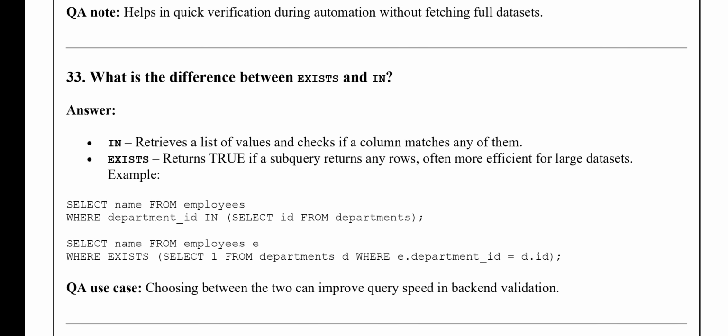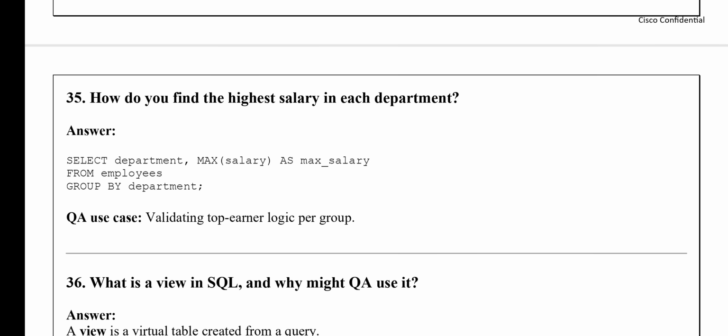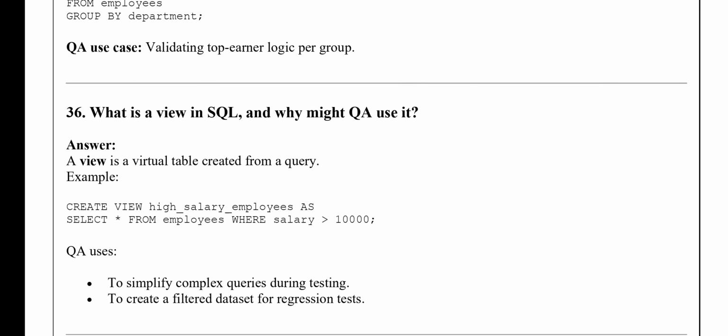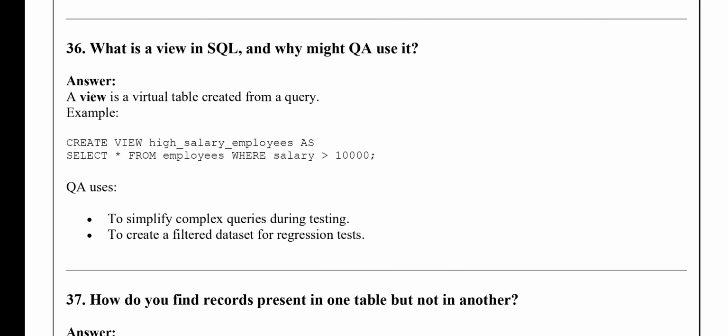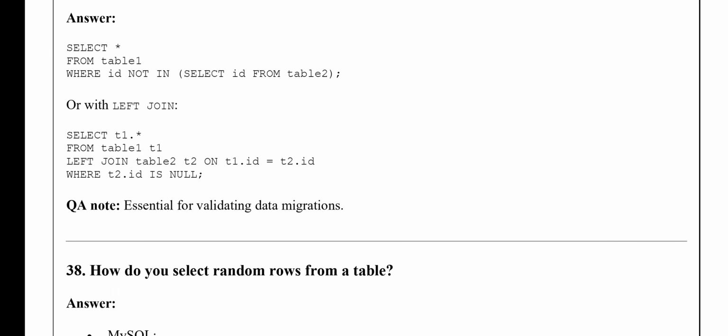What's the difference between exists and in? How do you get the difference between two dates in SQL? How do you find the highest salary in each department? What is a view in SQL? How do you find the records present in one table but not in the other table?